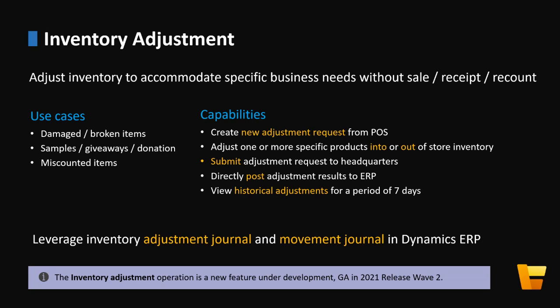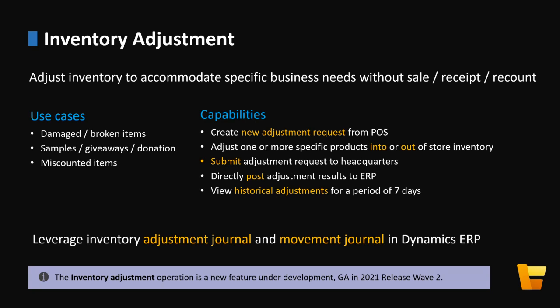Now, using our inventory adjustment operation, you can create a new adjustment request from point of sale to adjust one or more specific products into or out of your store warehouse. And you can then submit the request to headquarters, or with certain worker permission enabled, you can even directly post the adjustment result back to the ERP system.